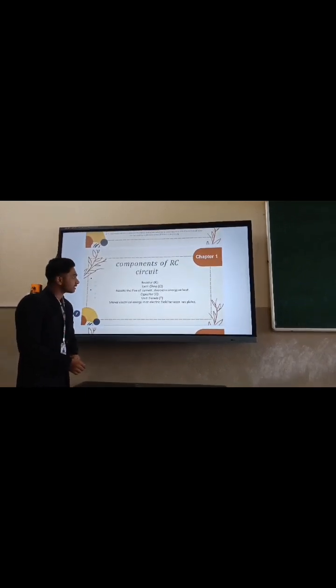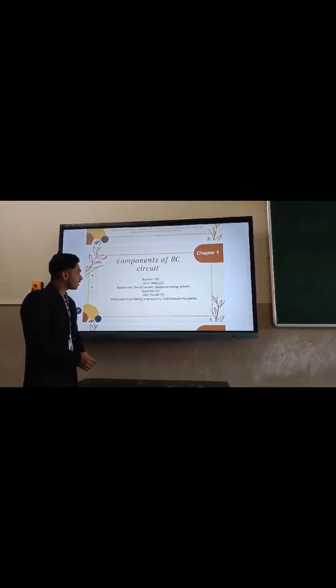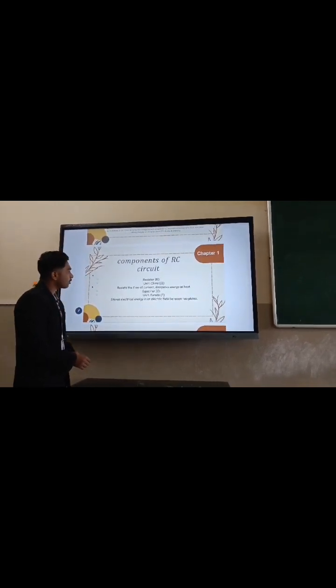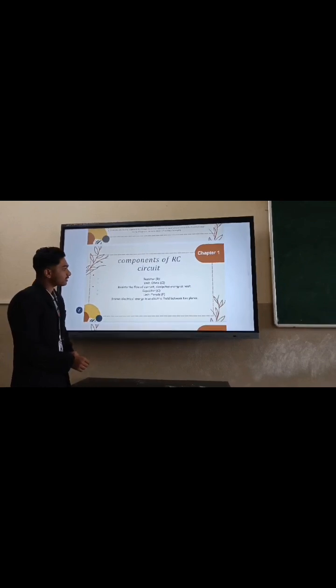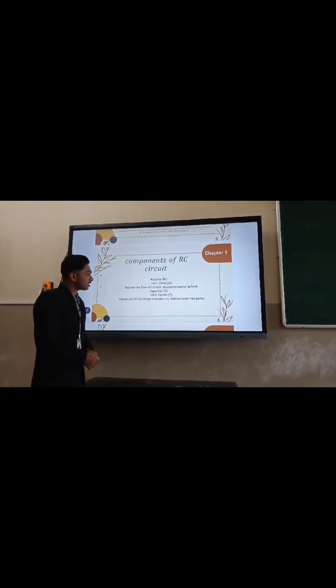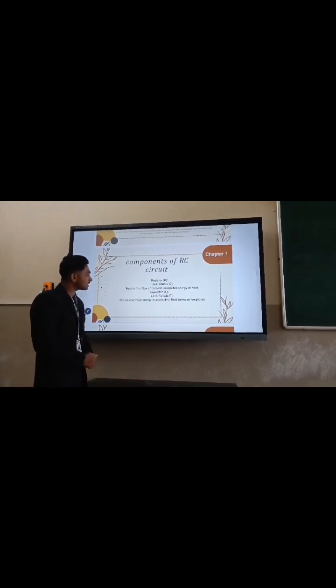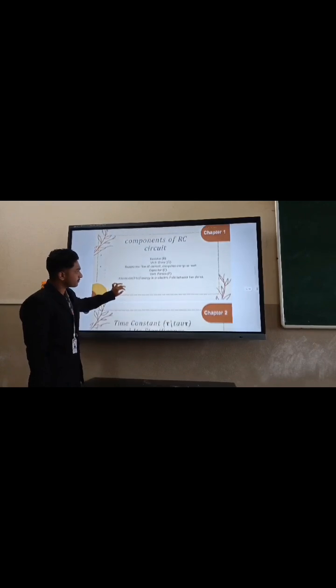Components of the RC circuit. First is a resistor, its unit is ohm. A resistor opposes the flow of current and dissipates energy as heat. And second is a capacitor. Capacitor is measured in farads, and stores electrical energy.